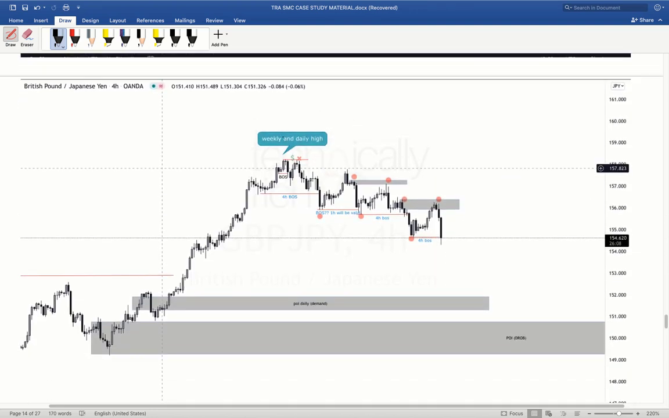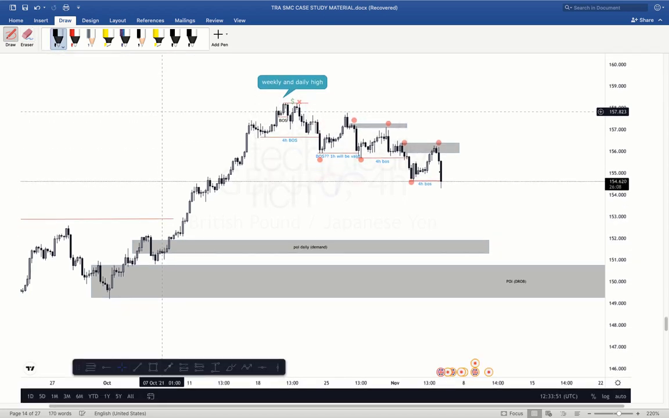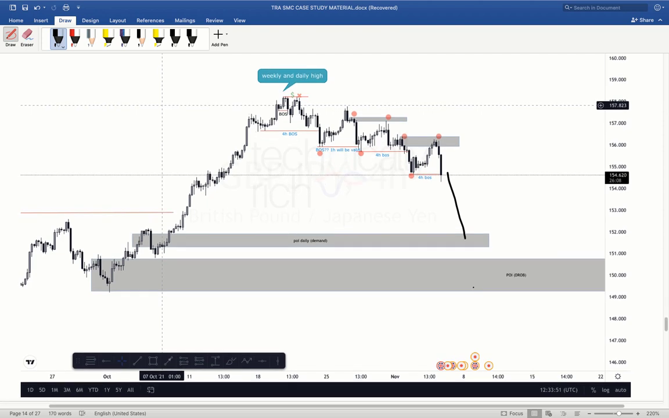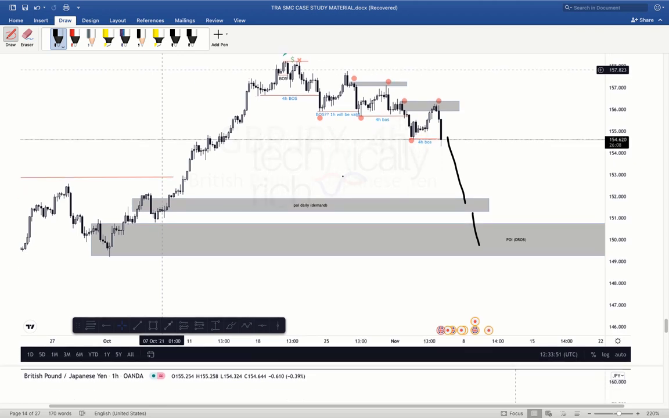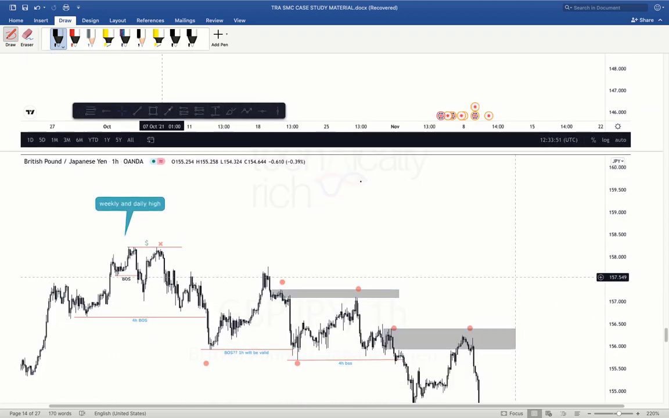So still highlighting our weekly and daily high. The break of structure on the 1 hour was inside here. The break of structure on the 4 hours is this one here. So we have the break of structure, we have the nice downtrending market, and then where are we expecting this market to come down? Inside here, or maybe here. I think this is a more recent one as well. I will show you that.